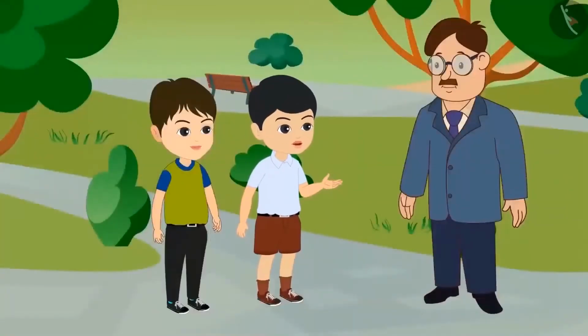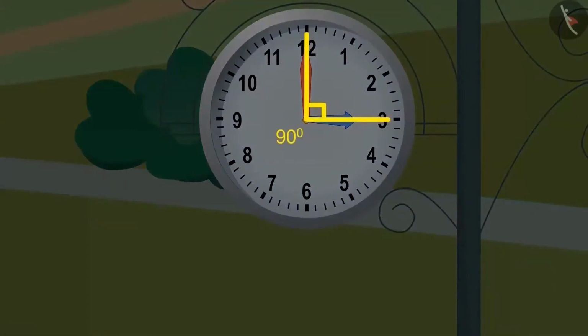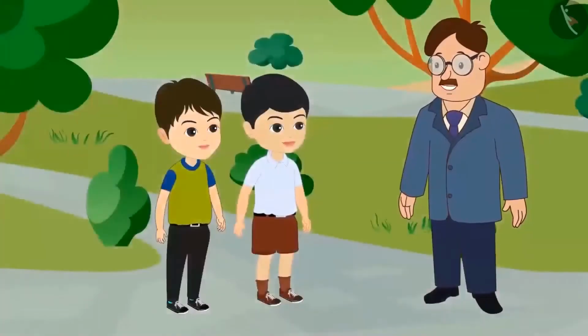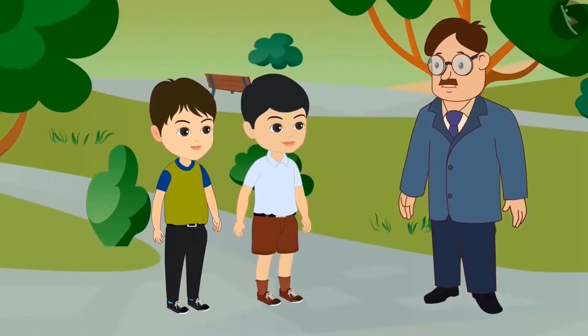I will try, uncle. The angle of 90 degrees is made at 3 o'clock and the angle of 45 degrees is half of this angle. That means the angle of 45 degrees is formed approximately between 5 minutes past 3 and 10 minutes past 3. That means an angle greater than 45 degrees and less than 90 degrees is formed at 5 minutes past 3. Oh wow, Golu. Your guess is absolutely correct. Come on. Now both of you go and play in the garden.